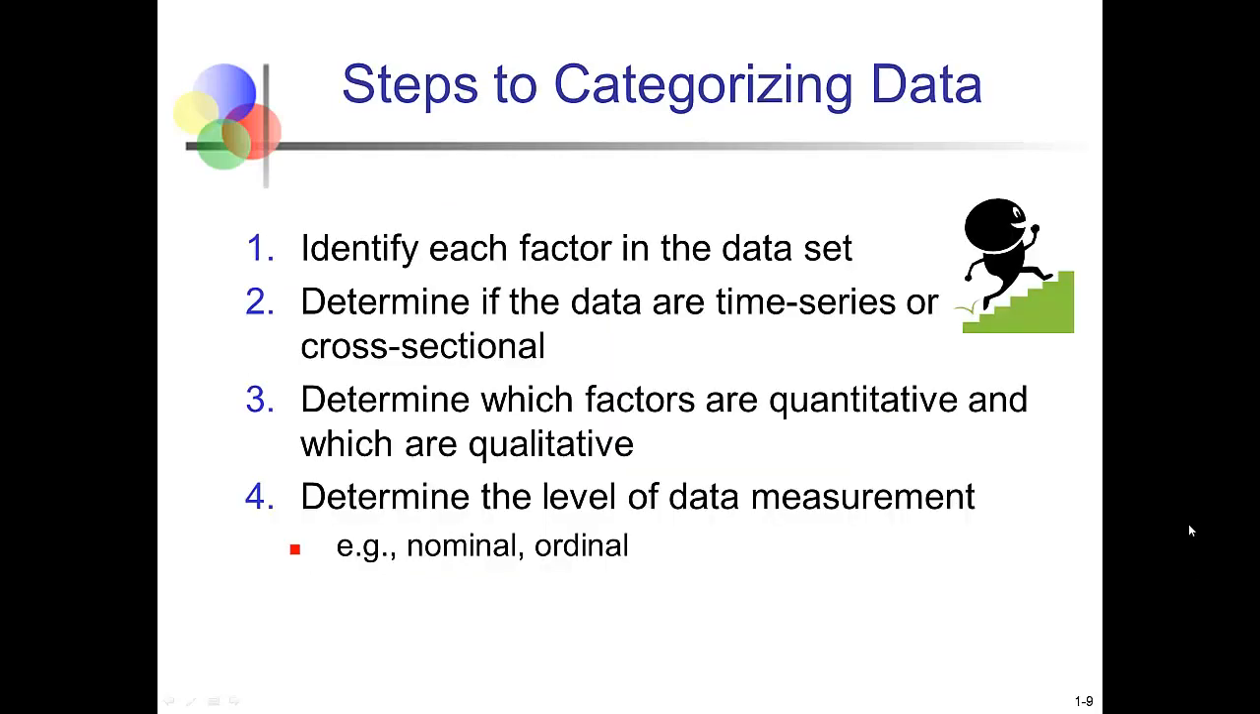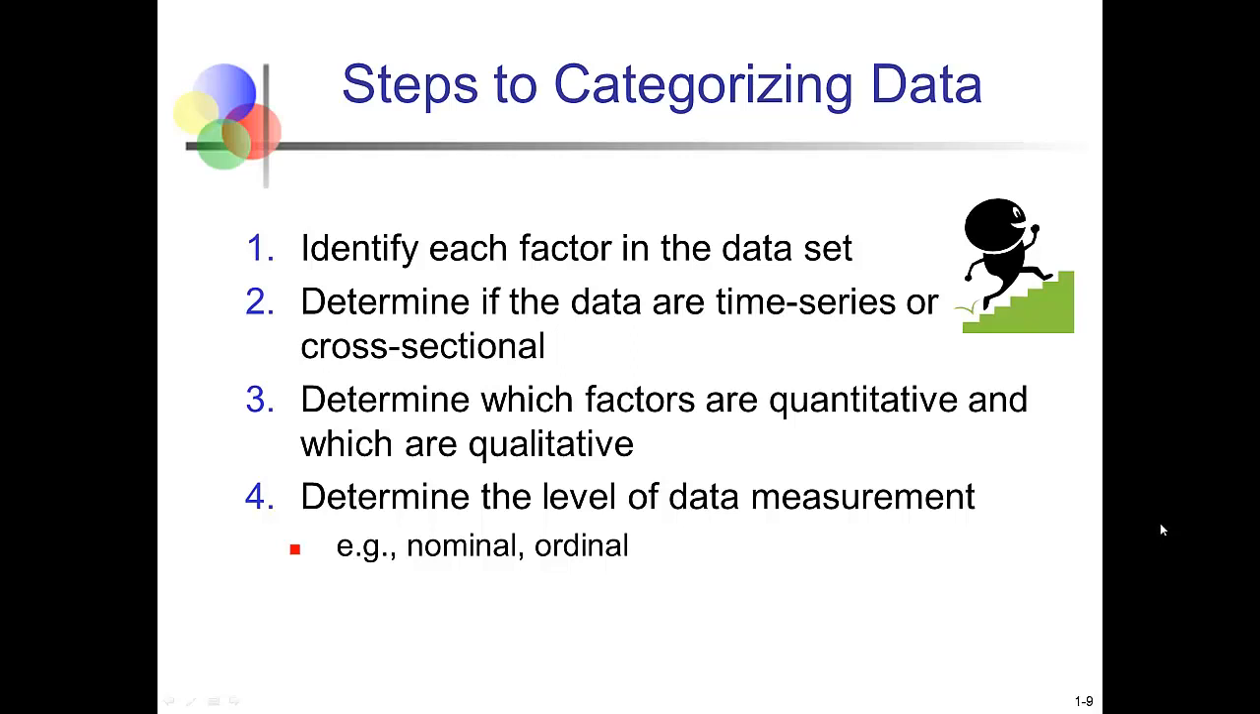Now, the steps to categorizing data. So when you open a new data set, you're going to want to take a little bit of time to look at the data, because it's data you've never seen before, and get familiar with what kind of data are in the data set. So I put here the steps that the book lists out. Identify each factor in the data set. Each factor, that just really means pick out the variables. See that you can see what variables there are in the data set.